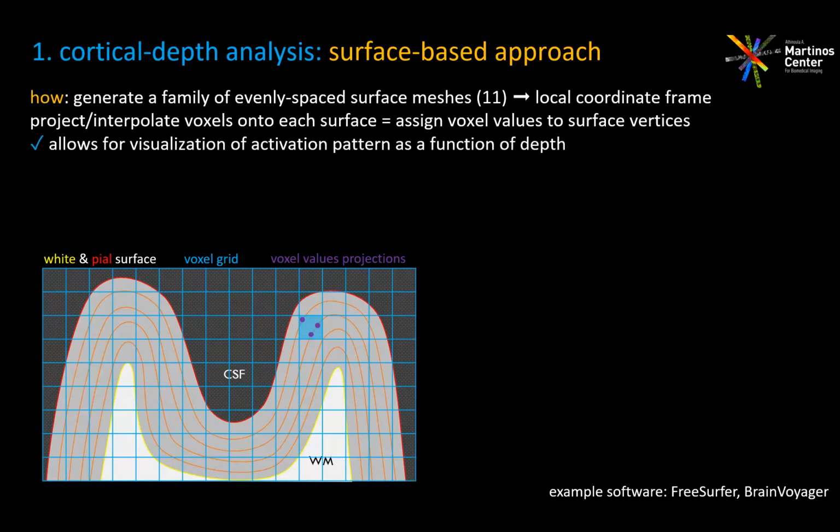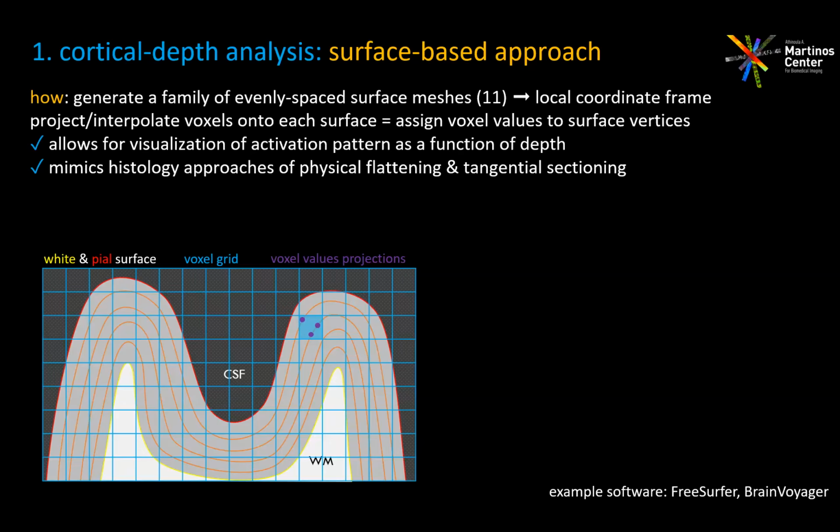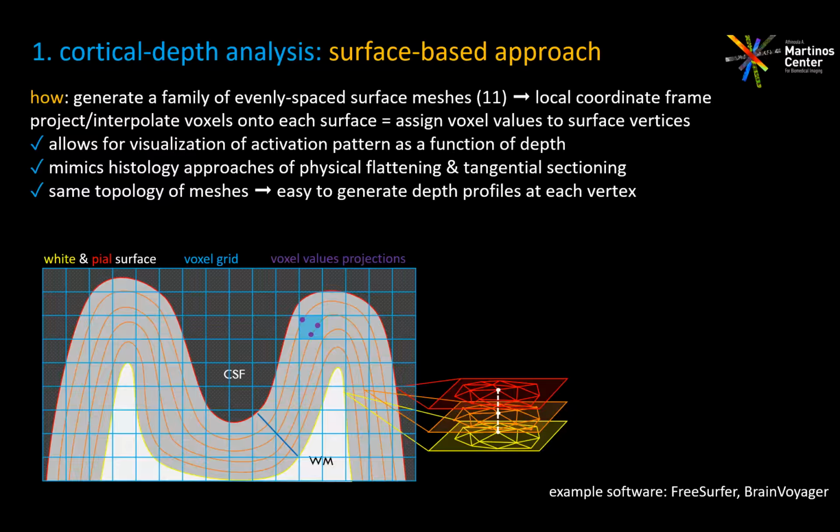So this is cool because it allows us to visualize activation patterns as a function of cortical depth. You can basically go depth by depth and see what's happening. I will show some examples later. It also mimics histology approaches of physical flattening of the tissue and cutting it. I'll also show an example of that. And it's important to mention that all these meshes have the same topology.